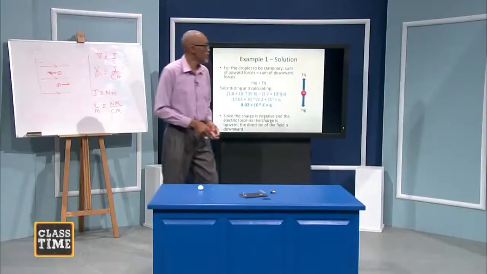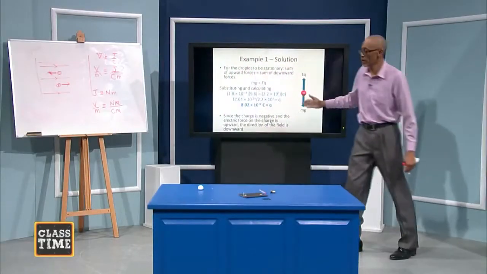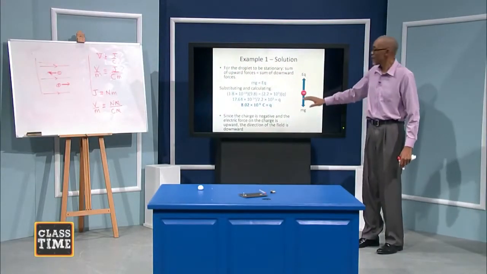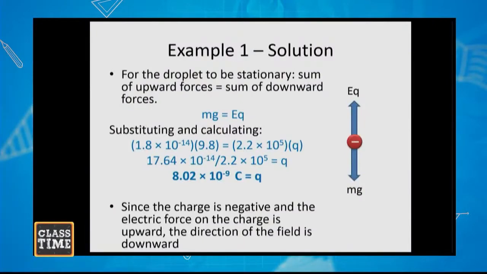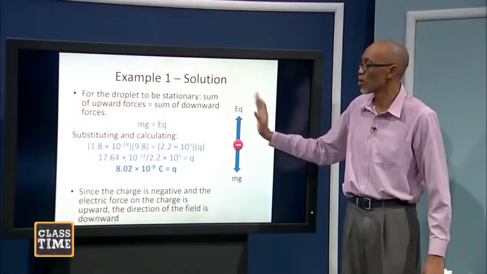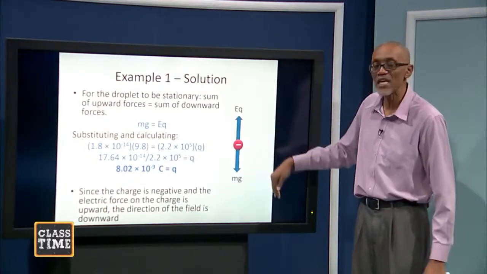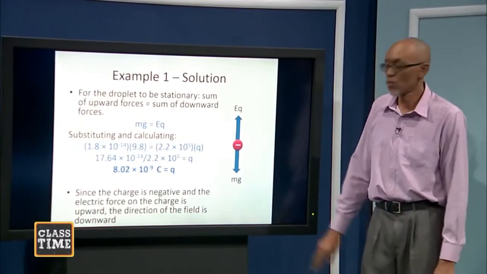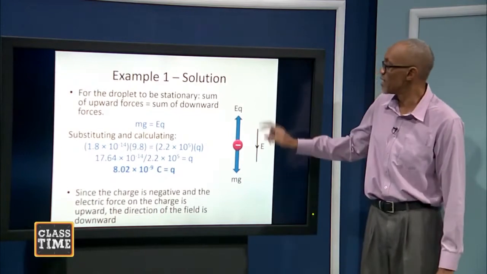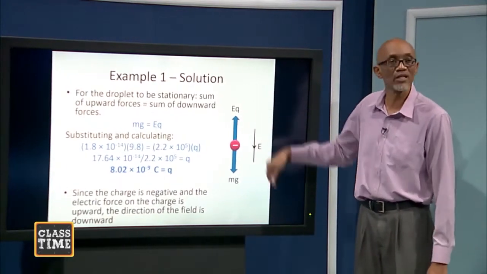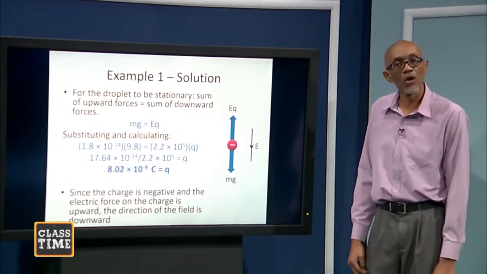And so here in this question, we see that the force on the charge is upwards, and the charge is negative. So if the force on the charge is upwards, it means that the field must be downwards because the charge is negative. So the direction of the electric field is downward.